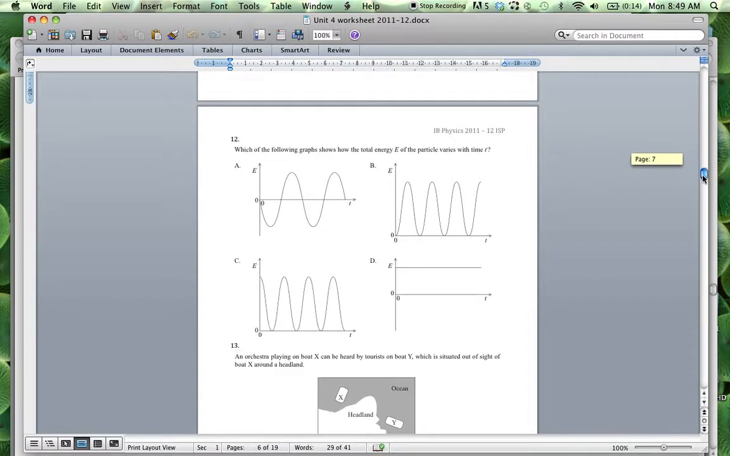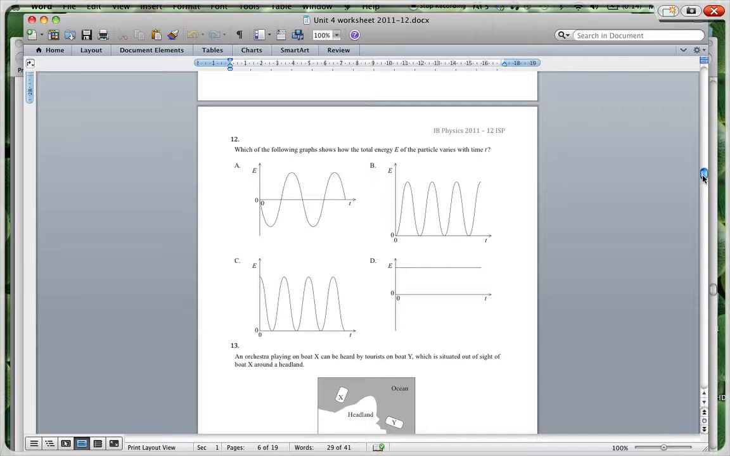Alright, going on to question 12. It says, which of the following graphs shows how the total energy of the particle varies with time? Now we know that the potential energy and the kinetic energy, the EK plus the EP, will add up to our total energy, and these vary, but the total energy remains the same for an undamped situation. So that is why 12D would be the correct answer for that.